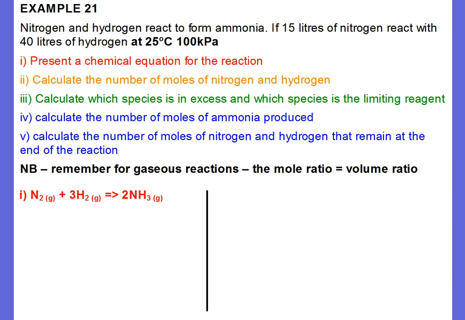Hopefully you figured out that one nitrogen molecule reacts with 3 hydrogen molecules to produce 2 ammonia molecules. Next year in Year 12 we're going to make this an equilibrium sign rather than an arrow. We'll find out why that is a bit later on, but for now this is fine.